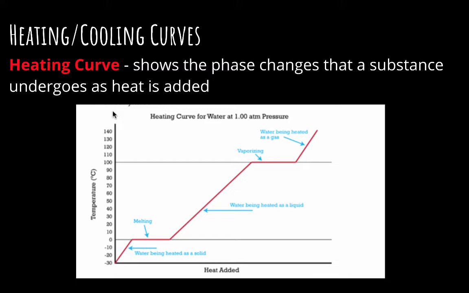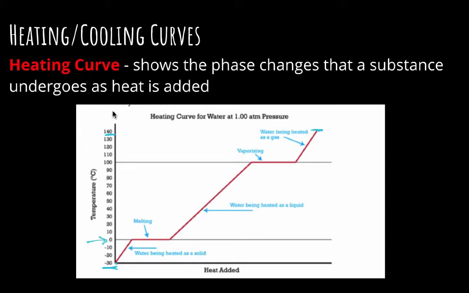When you're looking at a heating curve, it shows the starting and the ending points of the substance. It also shows where the melting points and the boiling points are. You can tell what the melting points and boiling points are for a substance from the heating curve. If we look at this particular one, our starting point is all the way down here at minus 30. Our ending point is up here at 140. So we're looking at the starting and ending point of that graph.